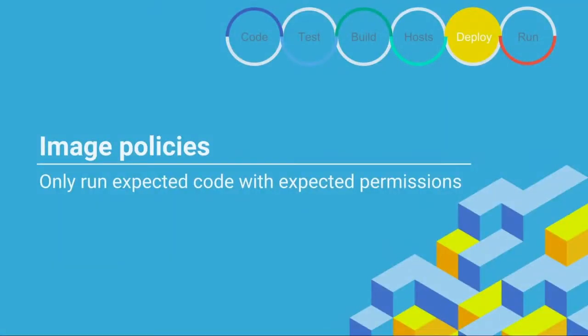So we've got our software we want to deploy. We've got some hosts. Now we're going to deploy that software. And this is where you might want to have some image policies. We want to make sure that we're only running the code that we wanted to build. And we might also have some policies for ourselves around the permissions and privileges that containers are allowed to run with.